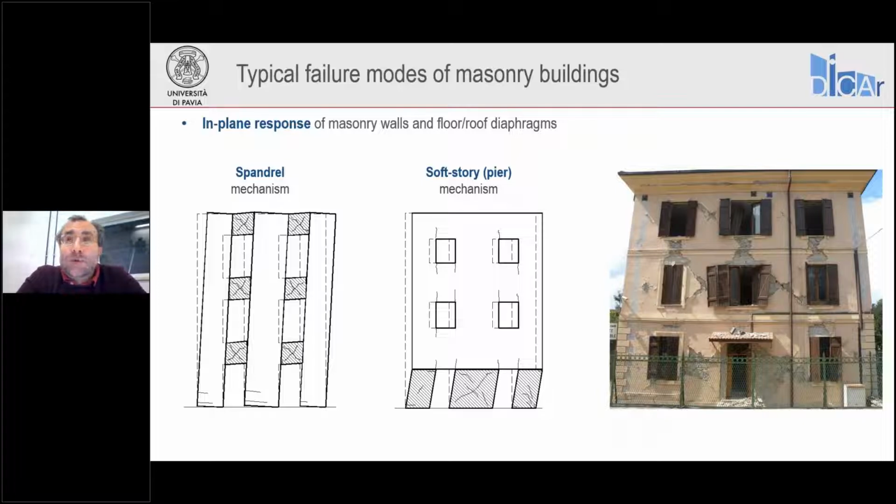If we are lucky, we can obtain what we have on the right-hand side of the slide, where the building located in Amatrice suffered the 2016 August earthquake, and you can see that there all elements, all piers and all spandrels are damaged in their planes. The building had improved connections between intersecting walls, between walls and floors. In that case, we can observe the result of a global response where all elements were exploited with their full capacities.